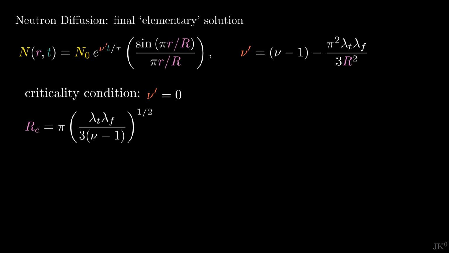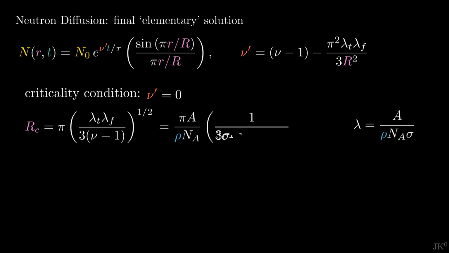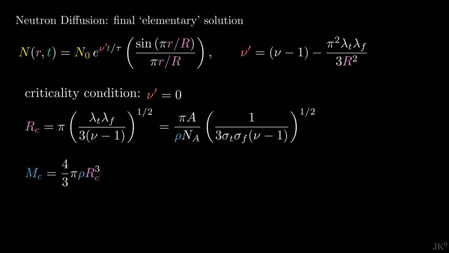There is another way that I would like to express this relation, and that is by reminding you that the mean free path is in general given in terms of the atomic mass number, A, the density of the material, Avogadro's number, and the relevant cross-section. Replacing the two lambdas in this expression in terms of their corresponding cross-sections, we find this more complicated looking expression, but we can isolate the dependence on the density of the material. And this is important because the critical mass is given by the density times the volume.